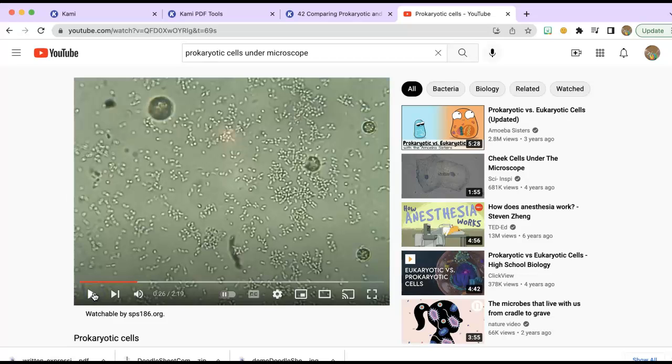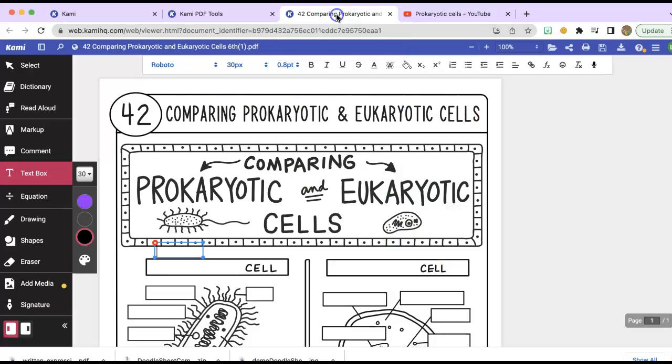In fact, we'll watch a movie about the bacteria that you can find on your skin. Most students usually freak out. No matter how many times you wash your body, there's still bacteria on there. And most of the bacteria on your skin will be prokaryotic. So let's find out what this means.